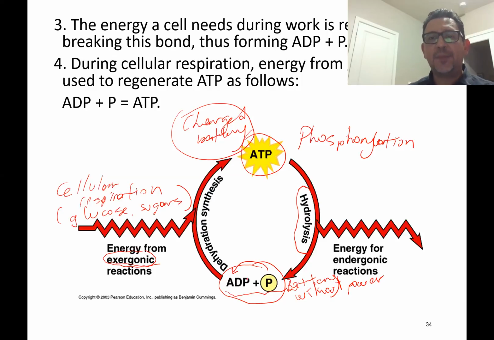So I hope this analogy helps you understand a little bit better how ATP cycles every time the cell is using it from ATP to ADP plus P, and eventually these two get joined again using energy from cellular respiration to make ATP.